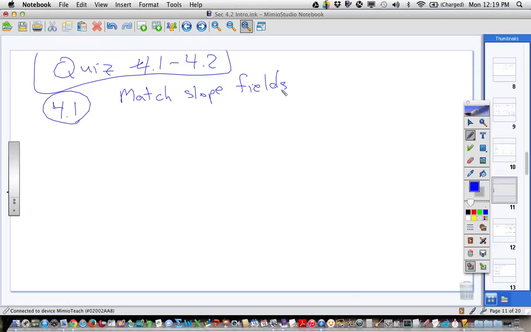both of those worksheets had some sections where you had to match the slope field with the graph. We talked about if it only has x in the differential equation, you can tell because the slopes only change if you go across, or if you go vertically, that you get these slope columns where it doesn't change.